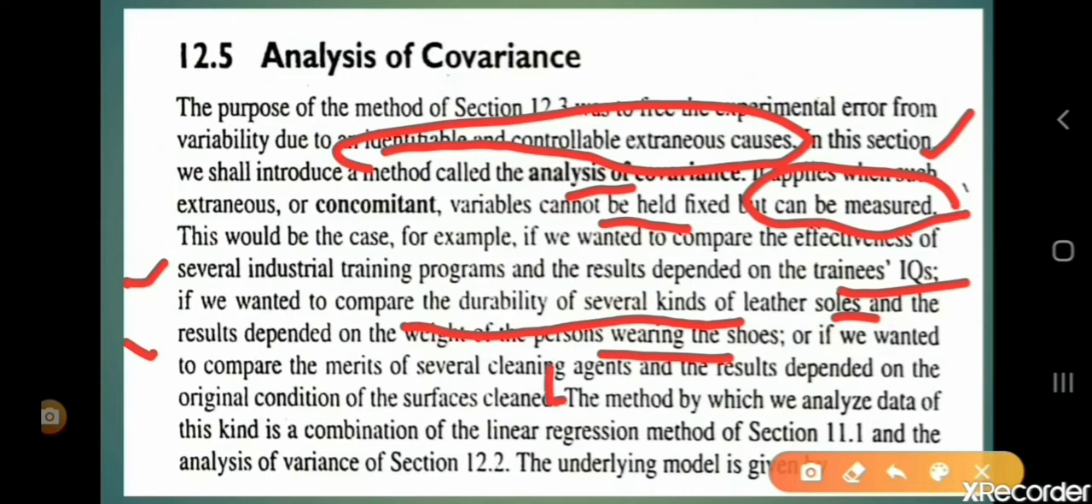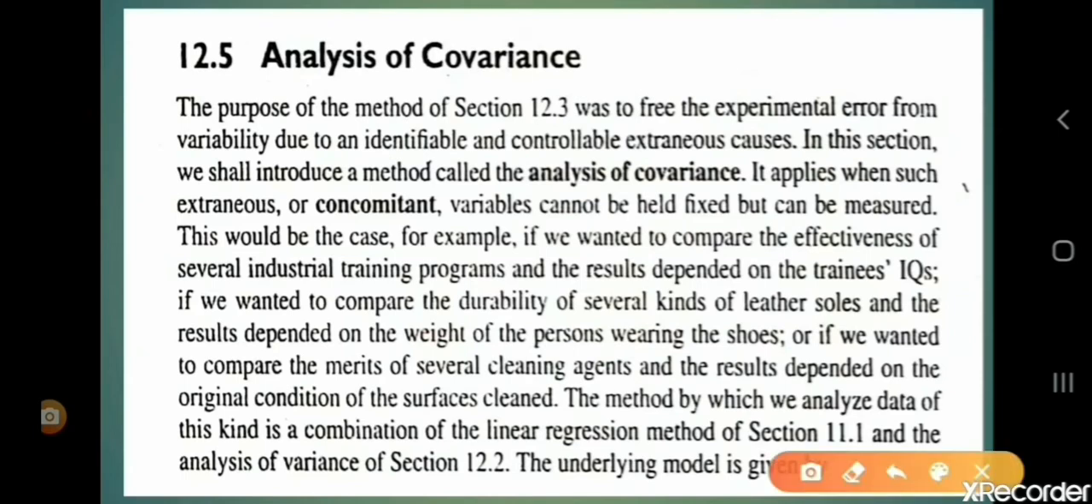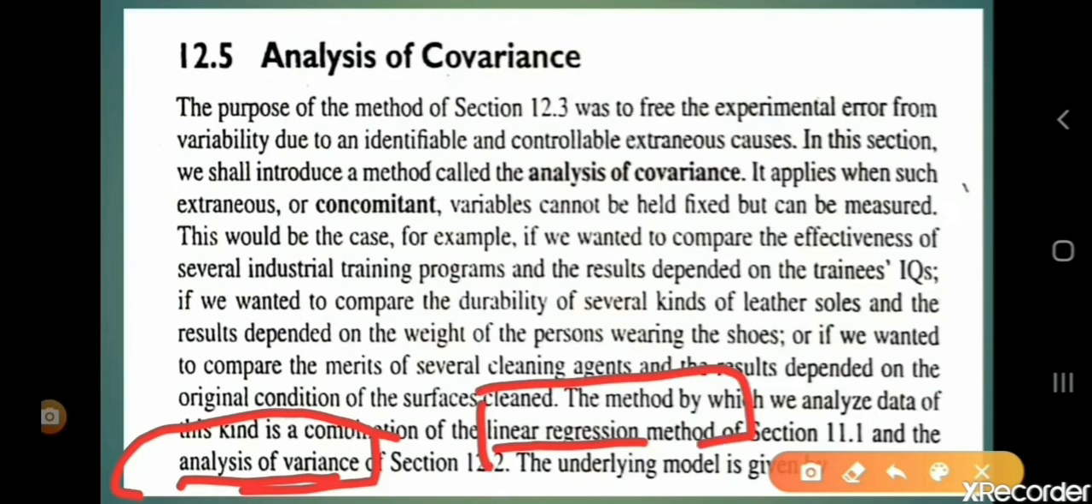This method can be seen as a kind of combination of the linear regression method and analysis of variance, because in linear regression there is a linear relationship between two variables, one dependent and one independent. So here also there will be some relationship with these covariates, and we are finding variation. So this is a kind of combination of analysis of variance and linear regression.